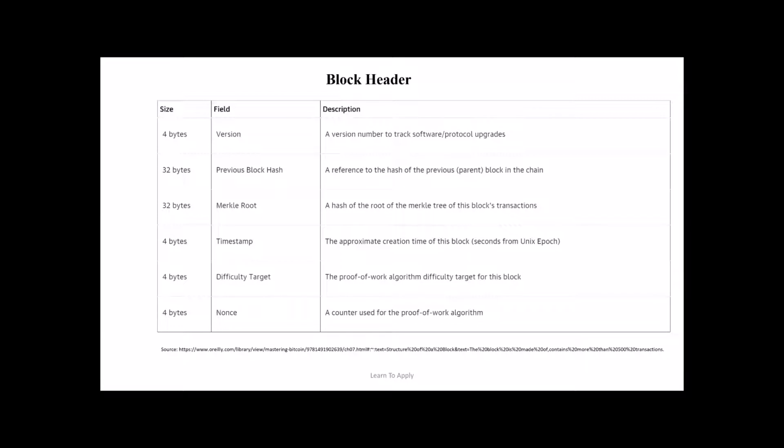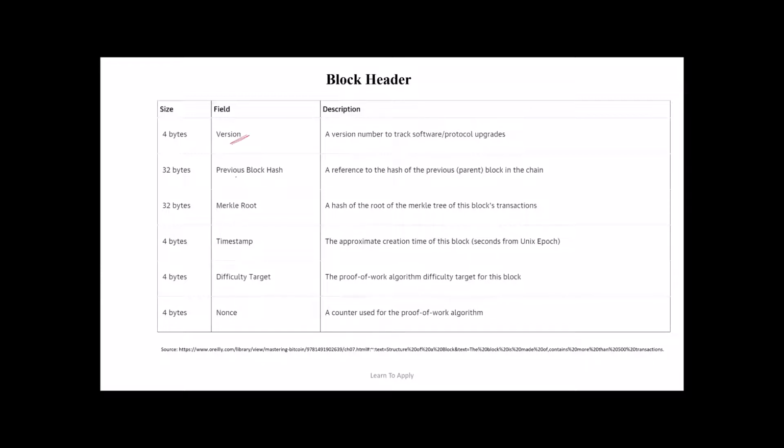So the first thing is version. This is just like a software version. This indicates what version you are on. Basically, when we do some upgrades to the network or a protocol, we change the version. Just like in software, if you have the latest version of a particular software, it has more features or some bug fixes. So the first information is in the field version. It is 4 bytes.